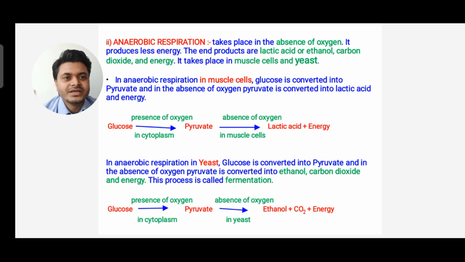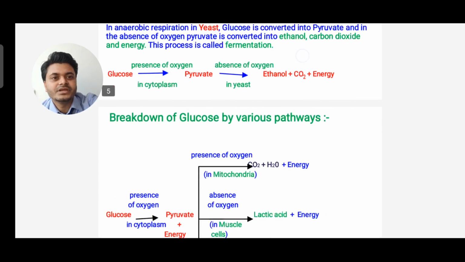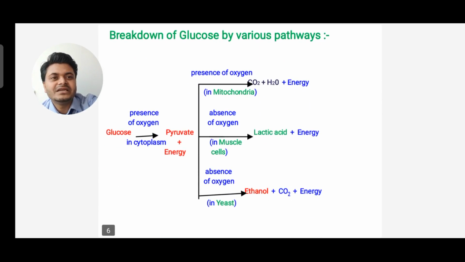All right. So we can see here in anaerobic respiration in muscle cells, where there is a lack of oxygen, glucose is converted to lactic acid. You have to memorize this. Glucose is converted to lactic acid. And in anaerobic respiration in yeast cell, in the fermentation reaction, glucose is converted into ethanol. Right? Glucose is converted to pyruvate, and the pyruvate is converted to ethanol. So these are the complete reactions you can see, and I've summarized them in a page.